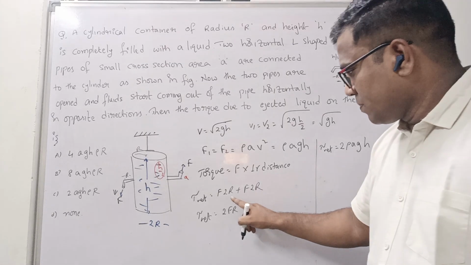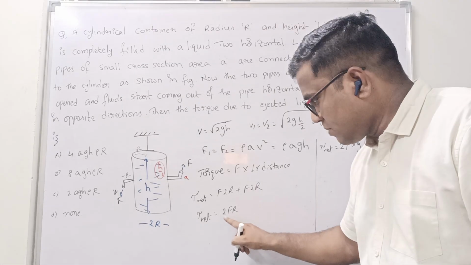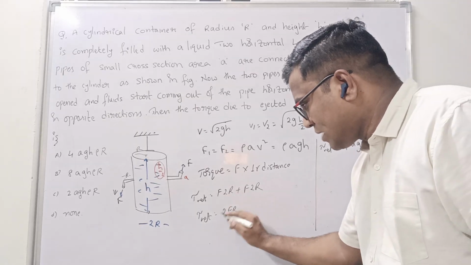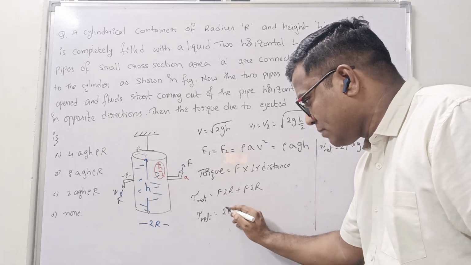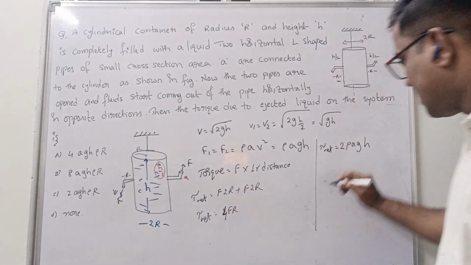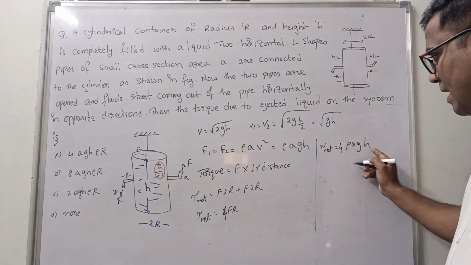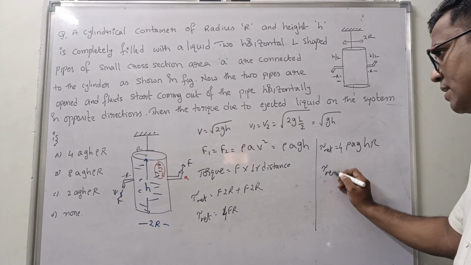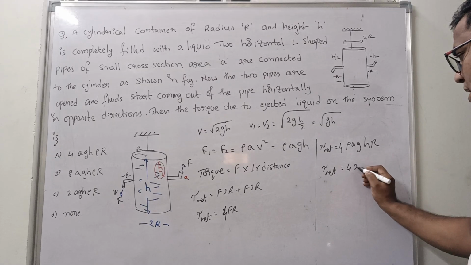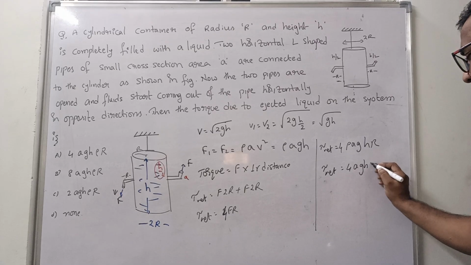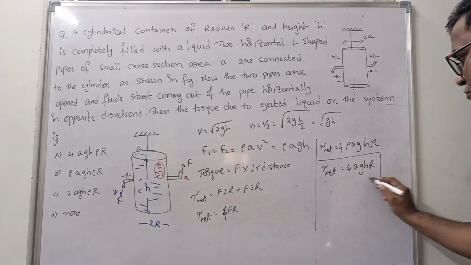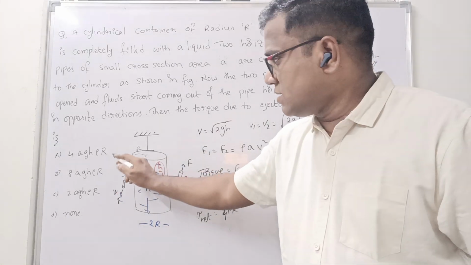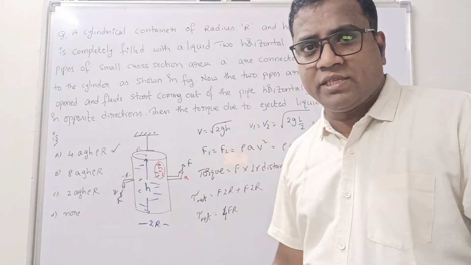Here, I think small changes are there. See, 2 times of 2Fr, right? So it becomes 4. Here I will write 4, and the distance is r. So tau net can be written as 4 rho A gh into r. So the first option is the right one.